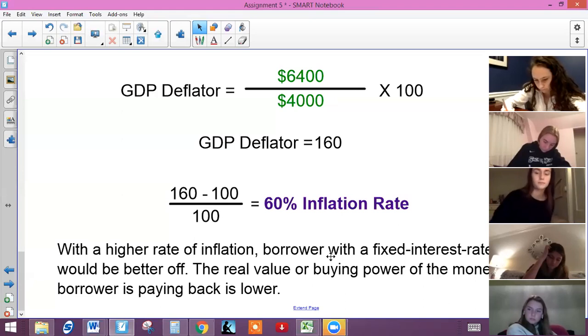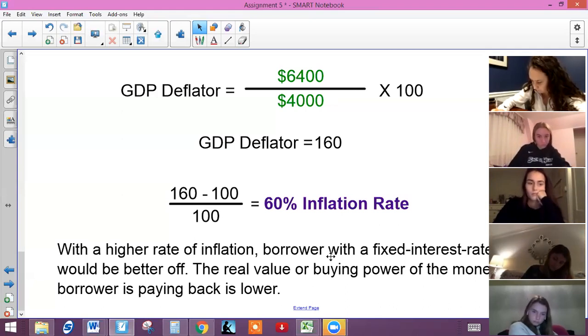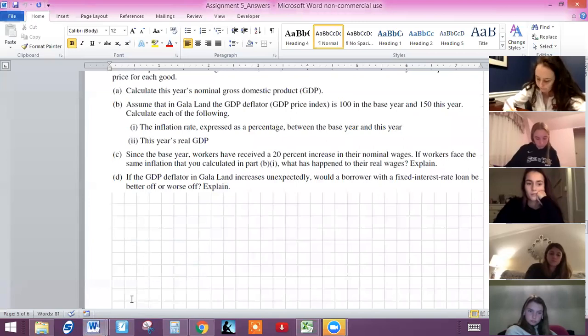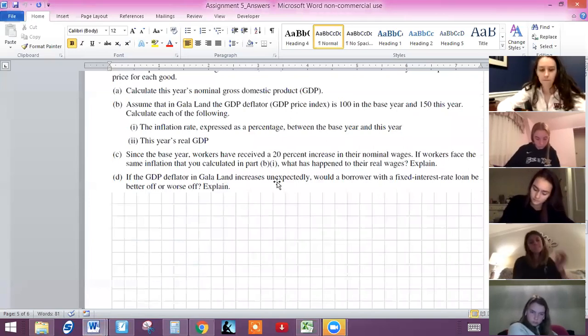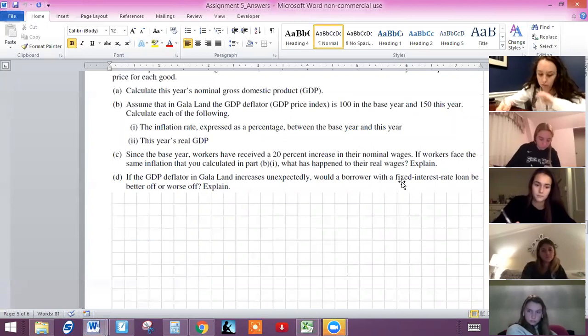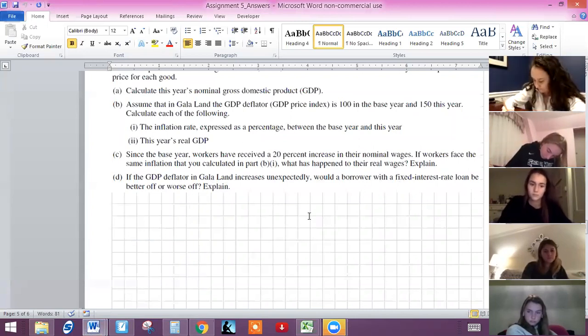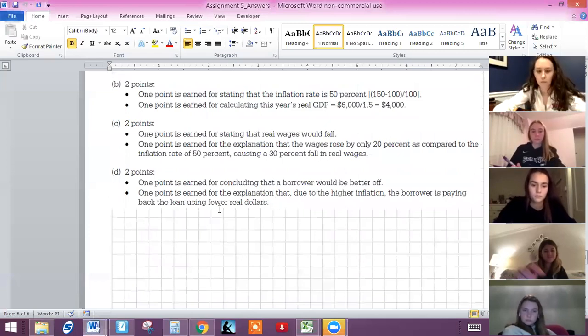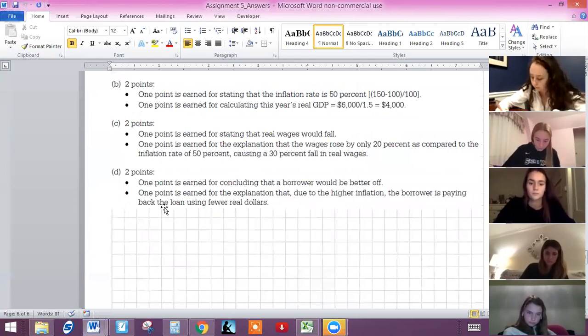because the real value or the buying power of the money the borrower is paying back is actually lower. She's paying back actually less real value, okay? And the way the book explained it, very simple, or the way they did on the AP, is they simply said that the borrower with a fixed rate loan would be better off, because with a higher inflation, the borrower is paying back the loan using fewer real dollars.